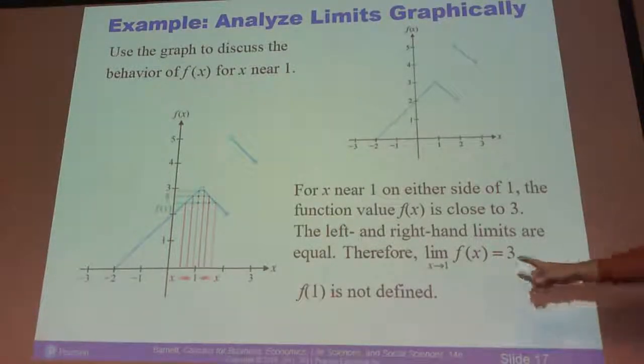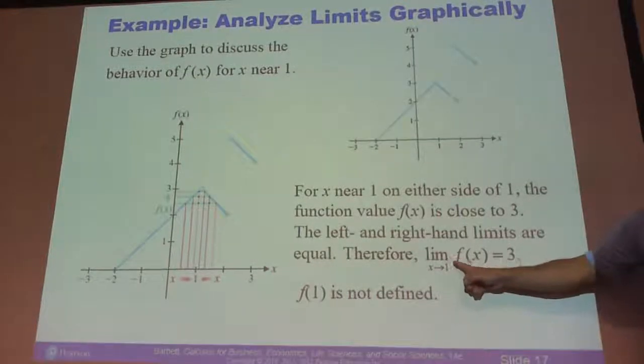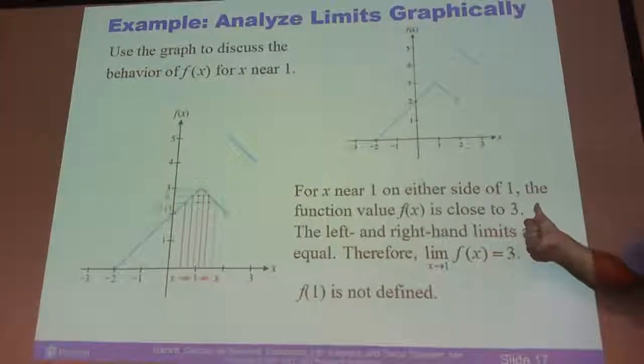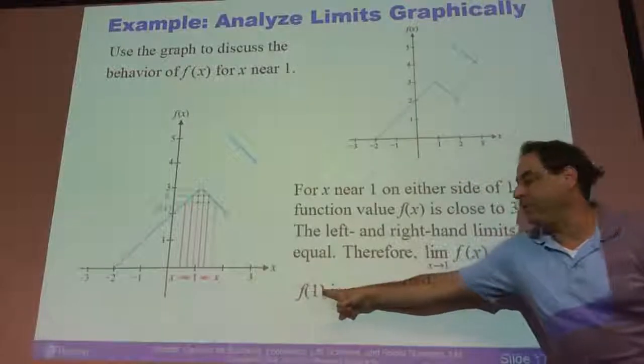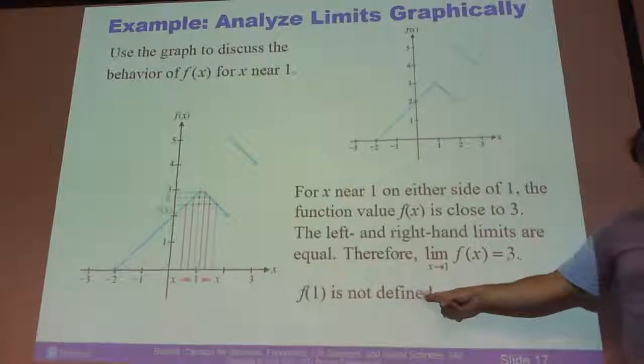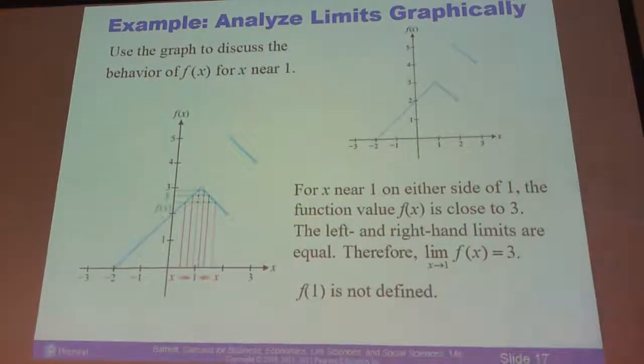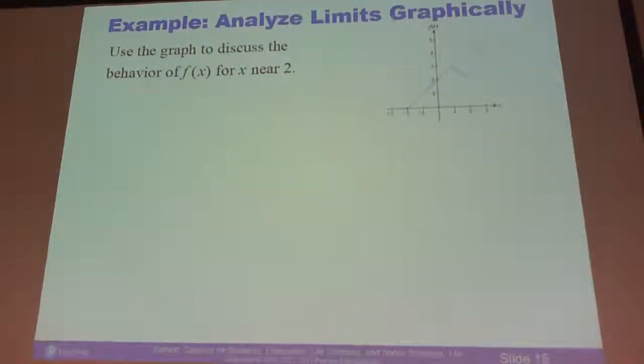So as we approach 1 from the left and right, it approaches 3 from both sides. But what happens when you try to plug into 1? It's not defined. Okay? So sometimes you can approach a number, but it's still not defined. And again, you're probably like, I can see that. This is for when we can't see the graph, or we're making conjectures about the graph. This is some information about the graph.